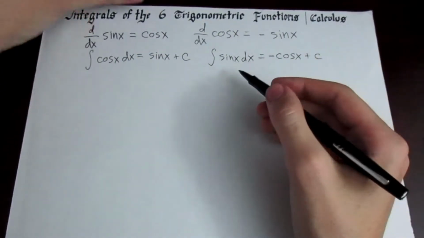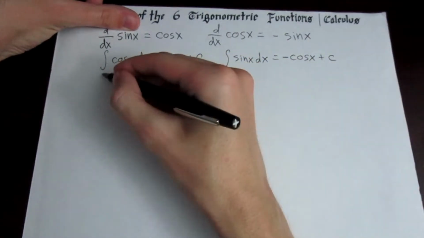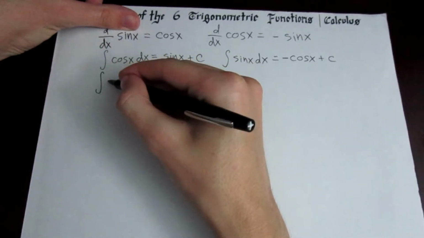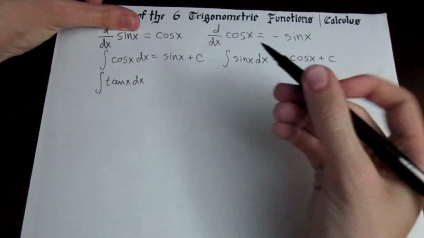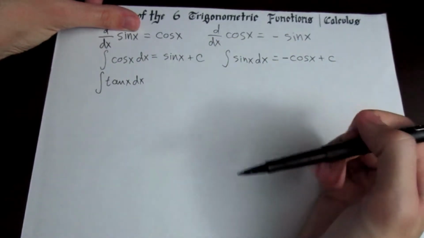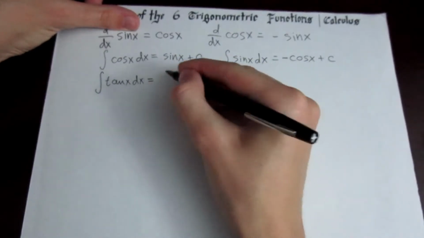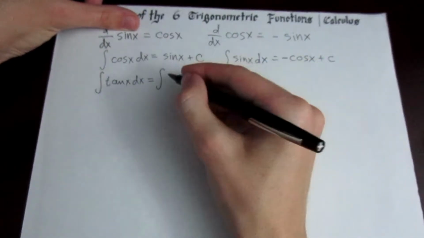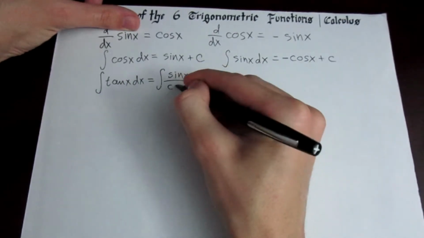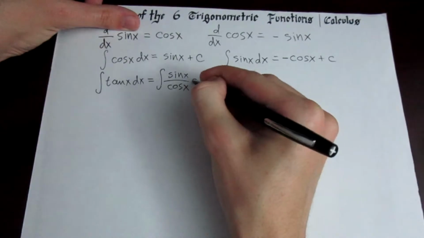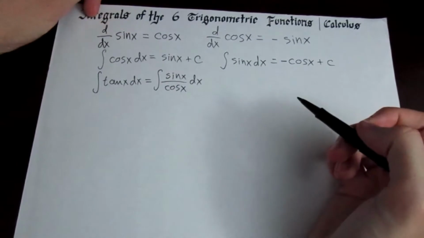The next two easy ones would be tangent and cotangent. So let's take the integral of tangent x dx. Now, how can we integrate that? Well, we're going to have to use a property that we learned right from trigonometry class. Tangent x equals sine of x over cosine of x. Okay? And now we use u-substitution.